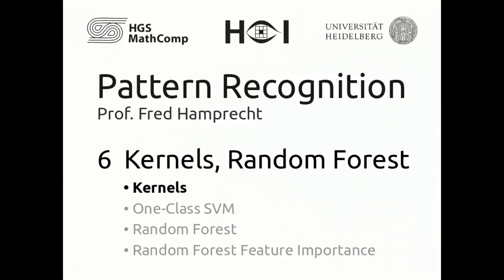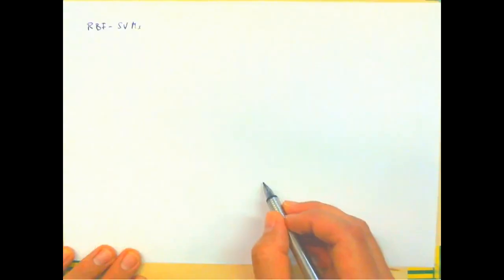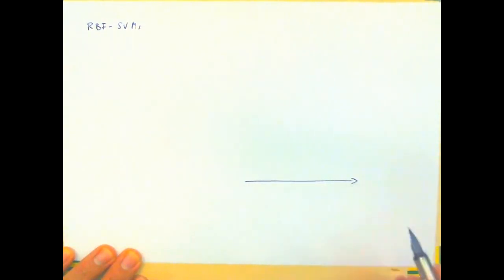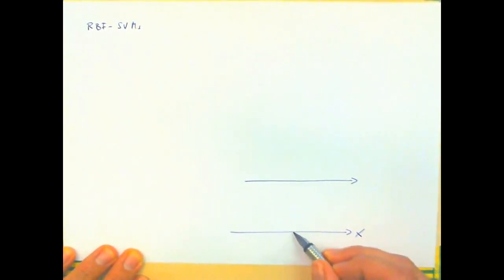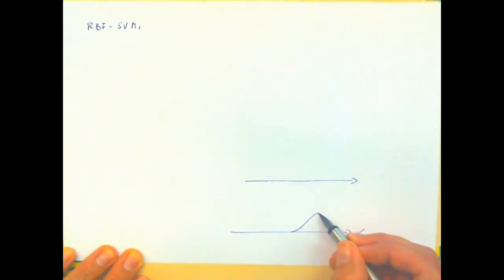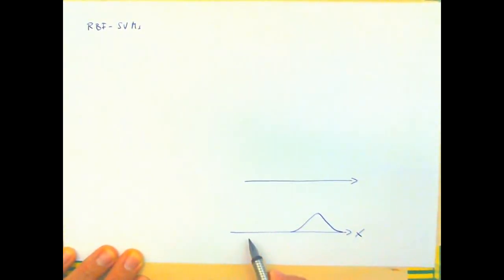I will start with a different argument. So if you remember linear discriminant analysis, we assumed that we had a Gaussian density for each class. So let's say if I have a one-dimensional feature space X, what we did in LDA, or in quadratic discriminant analysis, was that we assumed we had a Gaussian for class 1 and another Gaussian for class 2.